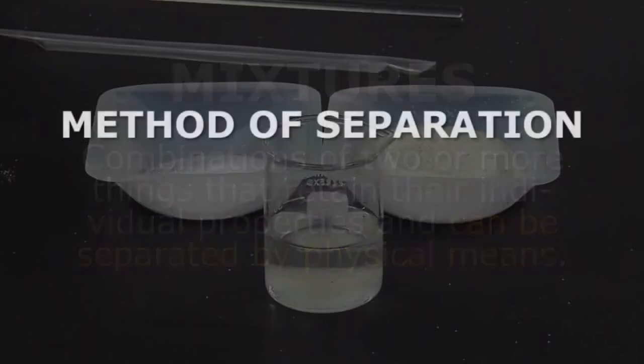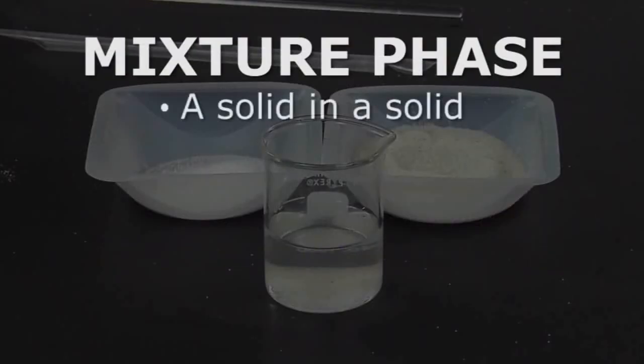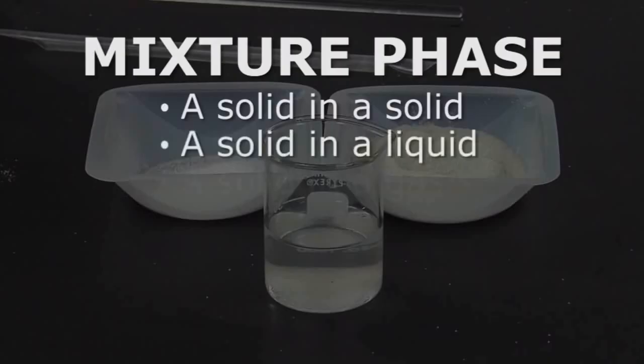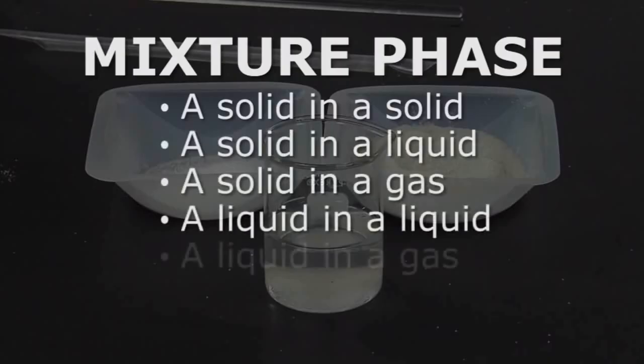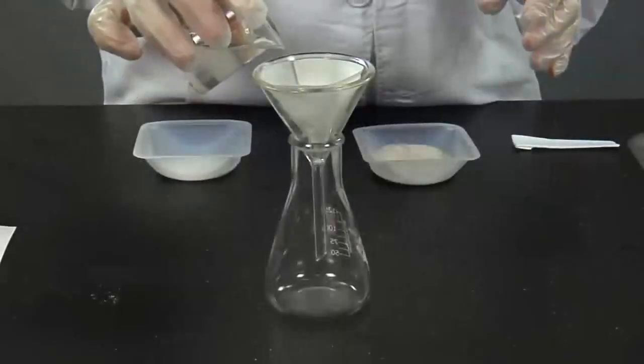The specific method of separation depends on the phase of the mixture. There are several types, including a solid in a solid, a solid in a liquid, a liquid in a liquid, a liquid in a gas, or a gas in a gas. For our particular situation, we can use filtration, since we can pass the mixture through a filter and collect the undissolved solid. Observe the process.